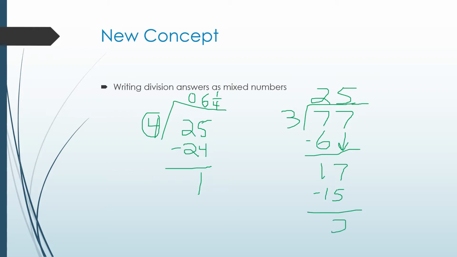Now I've gotten to the point where I would put my remainder, but I'm going to take my remainder and put it as my numerator, and my divisor is going to be my denominator. So it'd be 25 and 2/3 instead of 25 remainder 2. That's how you write division answers as mixed numbers.